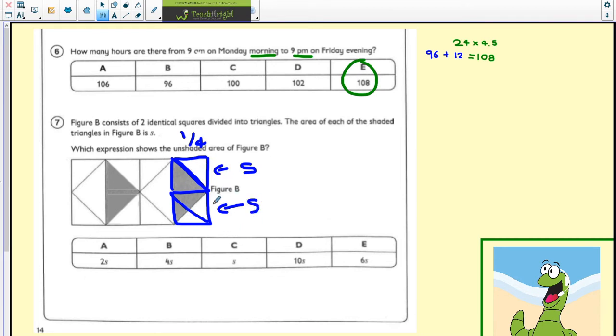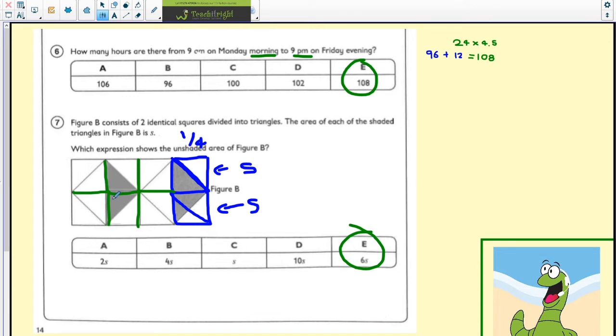So if that is 2 S's, what's the area of the unshaded area? Well, there's going to be another S, another S, another one, another one. So 1, 2, 3, 4, 5, 6. 6 S's is my answer. And that's just doing it visually by seeing.